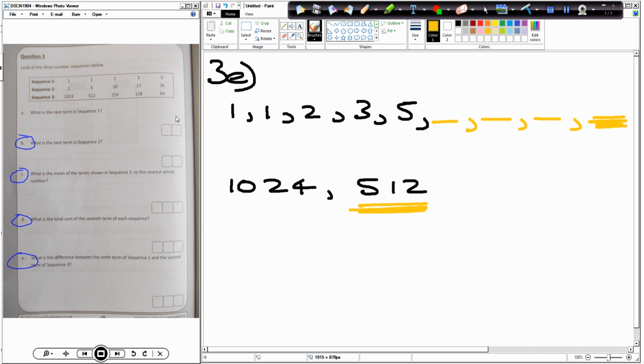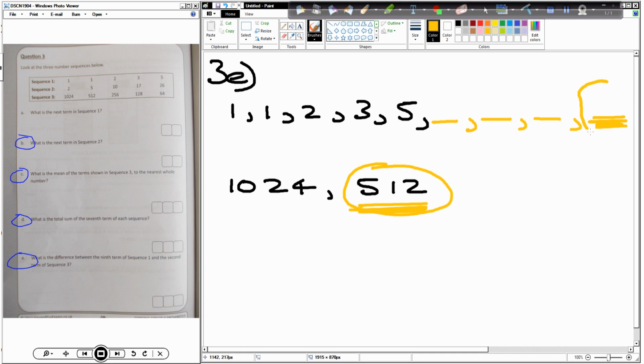For question 3E, we have to work out the difference between the 9th term of sequence 1, which is the Fibonacci numbers, and the 2nd term of sequence 3. So this is sequence 3, the 2nd term, and the 9th one of the first sequence goes over here. We have to work out the difference in these 2 numbers.